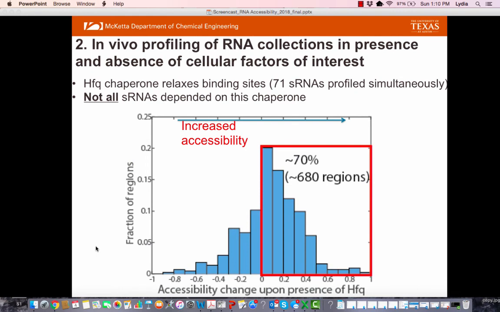Second, we have been able to profile entire collections of RNAs in the presence and absence of specific cellular factors, since this assay can be run directly in vivo. We have done that simultaneously for about 71 small RNAs, where we collectively studied the effect of the Hfq chaperone on the accessibility of these RNAs and found out that indeed the sRNAs showed increased accessibility overall throughout their conformations in the presence of the Hfq chaperone.